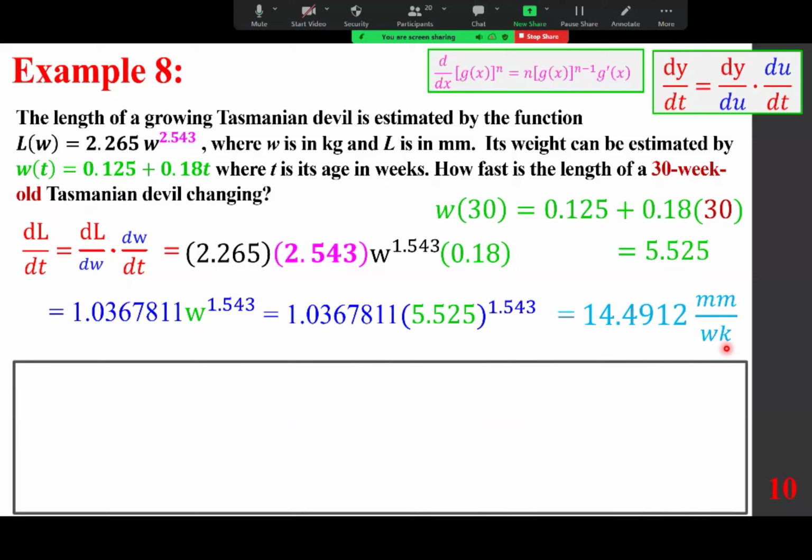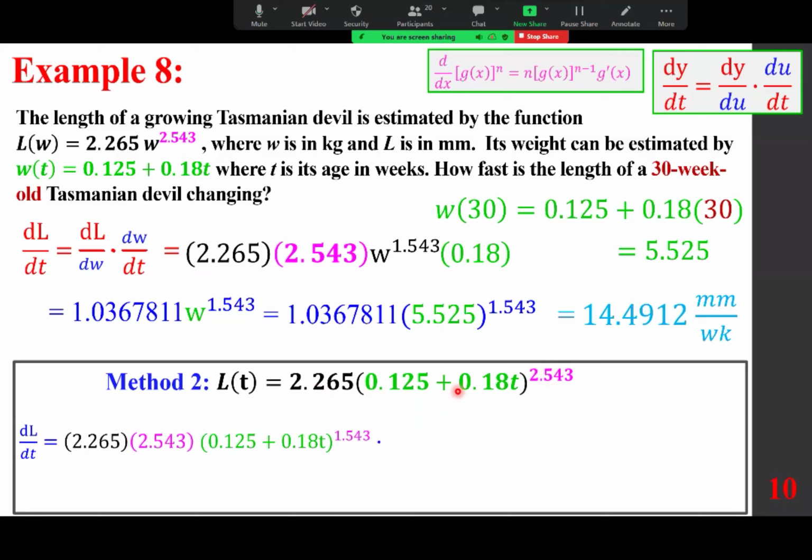Second method, find L as a function of t. That means replace the w with the expression 0.125 plus 0.18 t. Now differentiate that and you call it dL/dt or L prime of t. To differentiate that, you have this number. You put this number in front. You put the same thing to the power of this number minus 1.